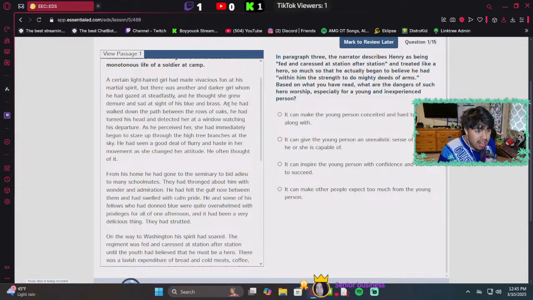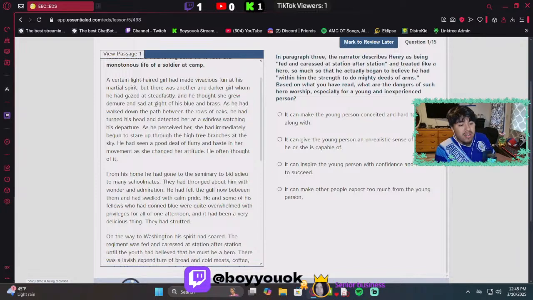He had walked down the path between the rows of oaks. He had turned his head and detected a window watching his departure. As he perceived her, he suddenly began to stare through the high tree branches at the sky, and she had a good fury of and hesitant in her movement. She had changed her attitude. He had often thought of it. Crazy word.